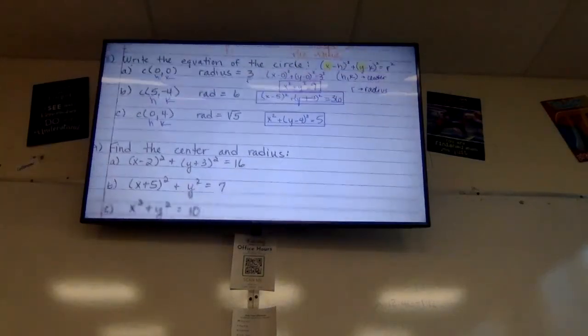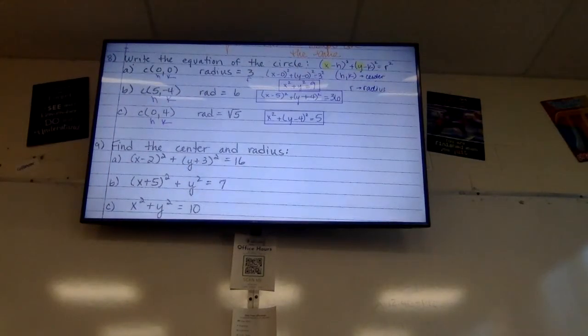Now, the next 3 problems are going backwards, where I want you to find the center and the radius. Do you think you can try that on your own? Or do you want me to do the first one with you? Can we do the first one? I can do the first one.